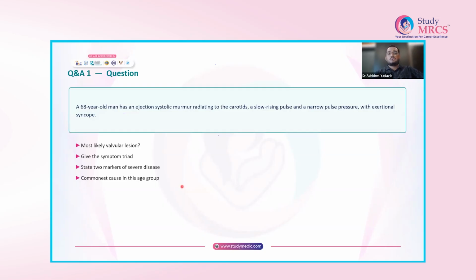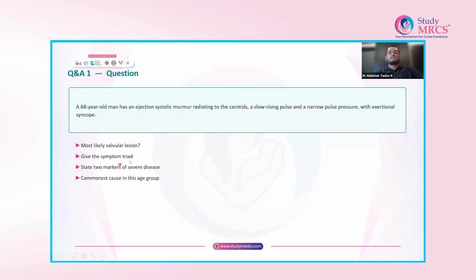There is a 68 year old man who has an ejection systolic murmur radiating to the carotids with a slow rising pulse and a narrow pulse pressure, and he has episodes of syncope. What will be the feature? Key features to remember: ejection systolic murmur, old age, radiating to the carotids, narrow pulse pressure, with syncopal attacks. The most likely valvular lesion will be aortic stenosis.